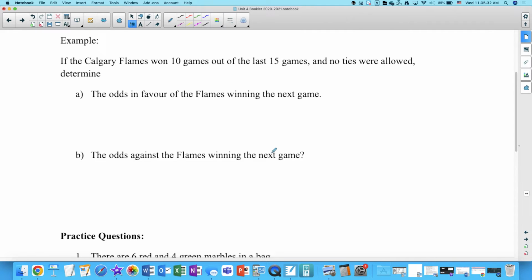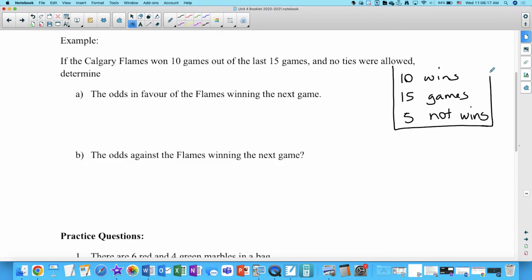If you look at this situation, there are wins, total number of games, no ties were allowed, so we can assume that the complement of wins is losses. If ties are allowed, we would have to use the word not win instead of losses. Okay, so we've got 10 wins, 15 games. How many not wins? 5. Okay, explicitly writing this out will greatly, greatly, greatly reduce the occurrence of errors when you're working with odds. Because it seems like a simple concept, but people see numbers in the problem and they just plunk them in.